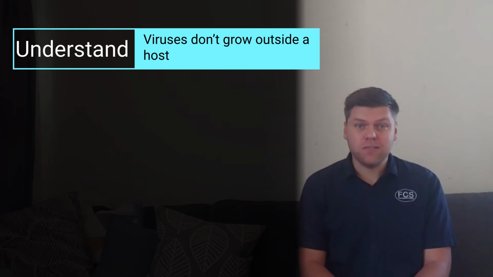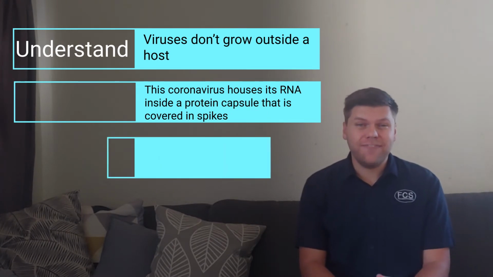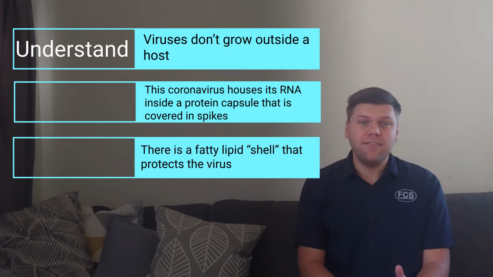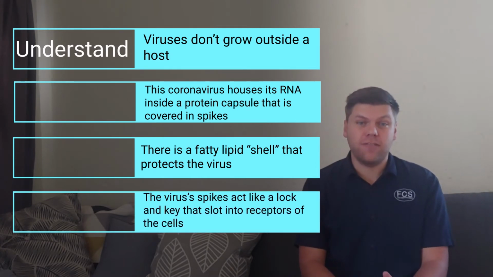The first thing to understand about this virus is that viruses don't grow outside a host. This is what makes them different from bacteria. This coronavirus houses its RNA inside a protein capsule that is covered in spikes. There is a fatty lipid shell that protects the virus. The virus spikes act like a lock and key that slots into receptors of the cell.